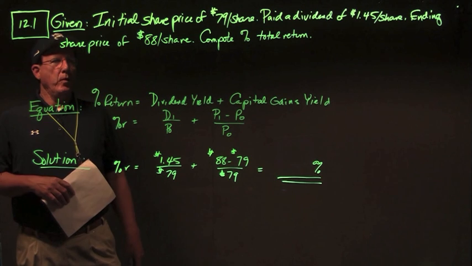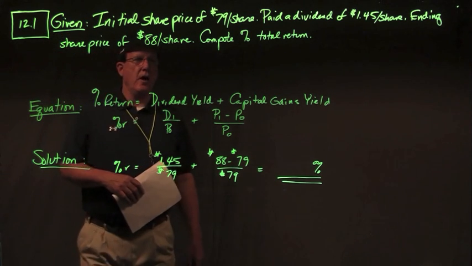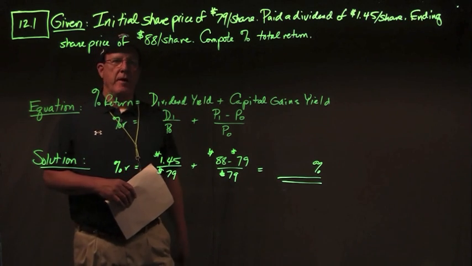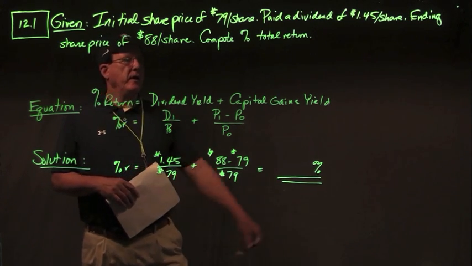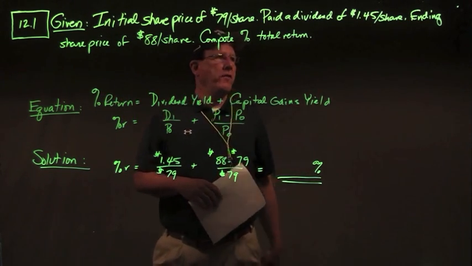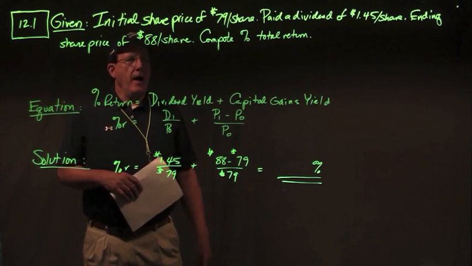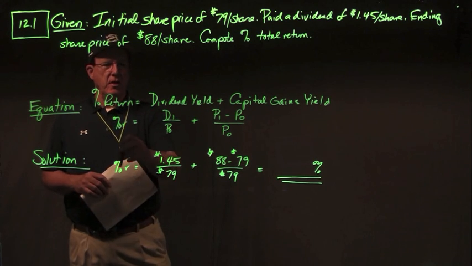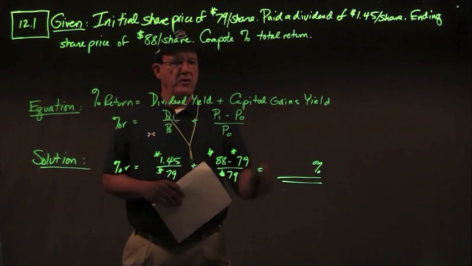In problem 12.1, we're given a share price starting at $79 a share, a share price finishing the year at $88 a share, and during the year we've paid a dividend of $1.45 a share. What is the percent total return? We know that percent return, or percent R, is equal to dividend yield plus capital gains yield.